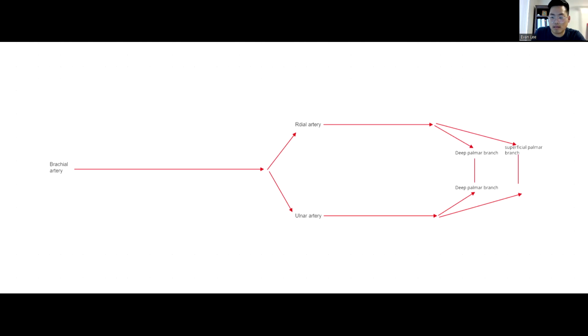And then that's going to apply to the ulnar side as well. And then these are going to go to two little arches, the ulnar arch, and then the superficial ulnar arch.